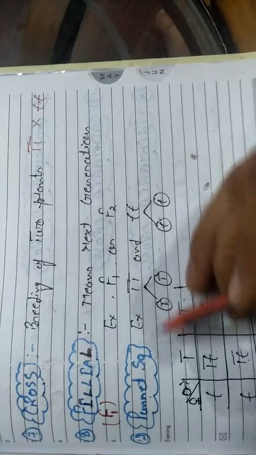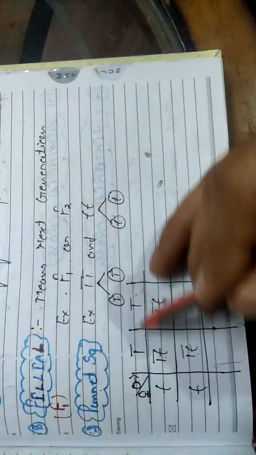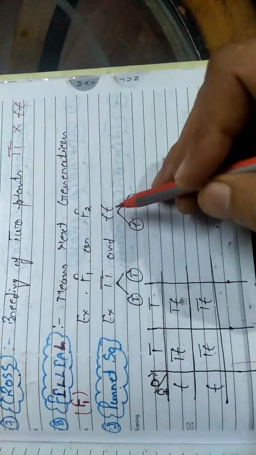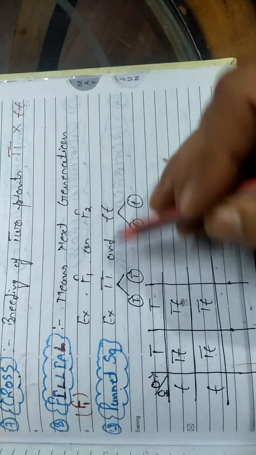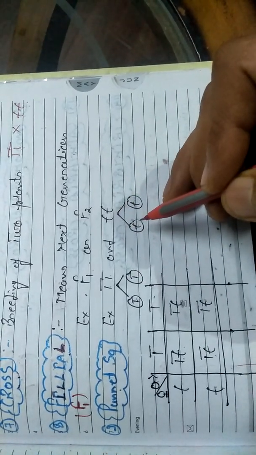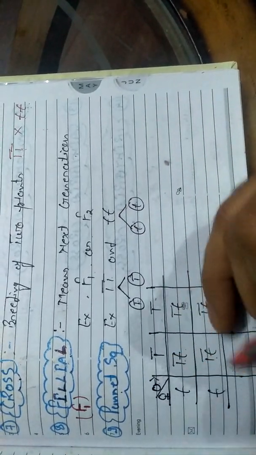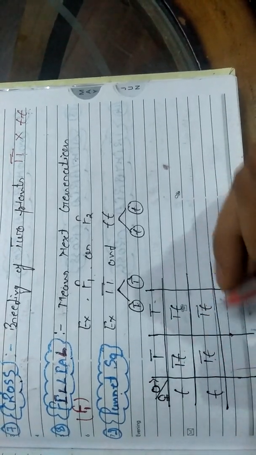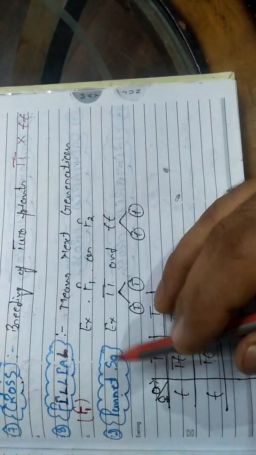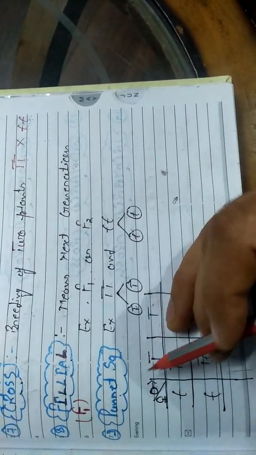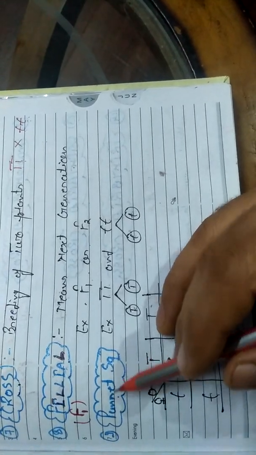Now Punnett square, it is a type of square which is related to the two types of alleles. Whenever cross pollination takes place between two types of alleles, it is represented by a simple square structure, which was devised by the scientist named Punnett. That's why it is known as Punnett square.